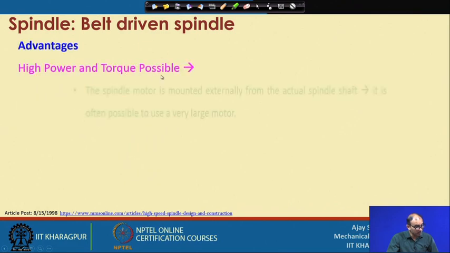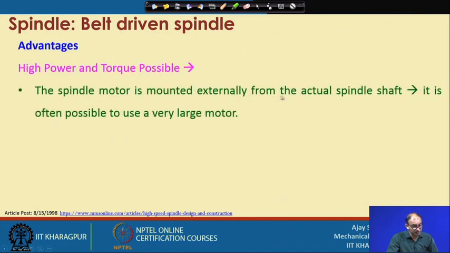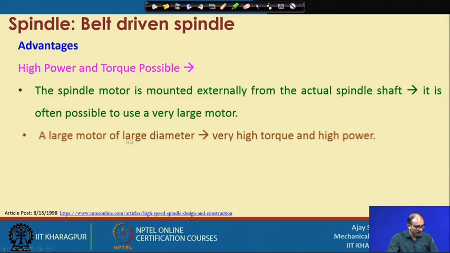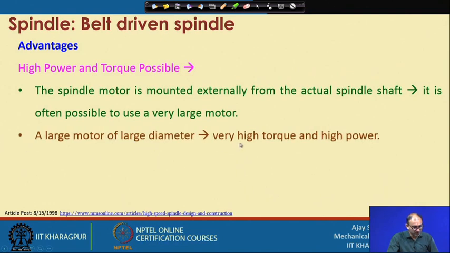High power and torque are possible, because the spindle motor is mounted externally from the actual spindle shaft. So, it is often possible to use a very large motor, right. So, you do not have a problem with high power and torque, because changing the motor is not a problem. You are not going to change the spindle or the tooling mechanism which is integrated into the machine tool. A large motor of large diameter, with very high torque and high power, can be used in this particular case.